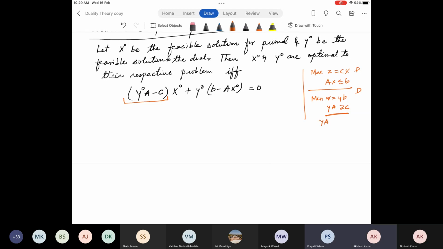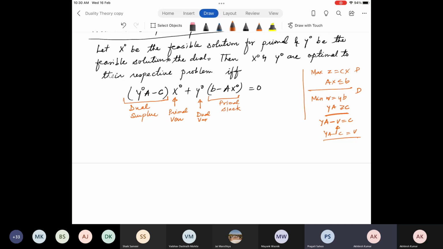If I want to make it an equation, can I add a surplus variable, let's say V naught for time being? That will make it an equation. Yes. So this is nothing but a surplus variable. So YA minus C equals to V, that is surplus. So this is dual surplus. This is primal variable. This is dual variable, and this is primal slack.